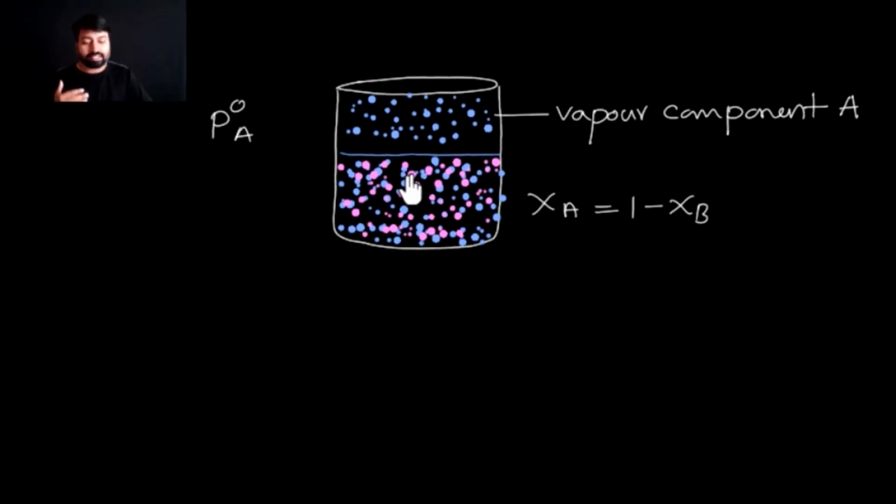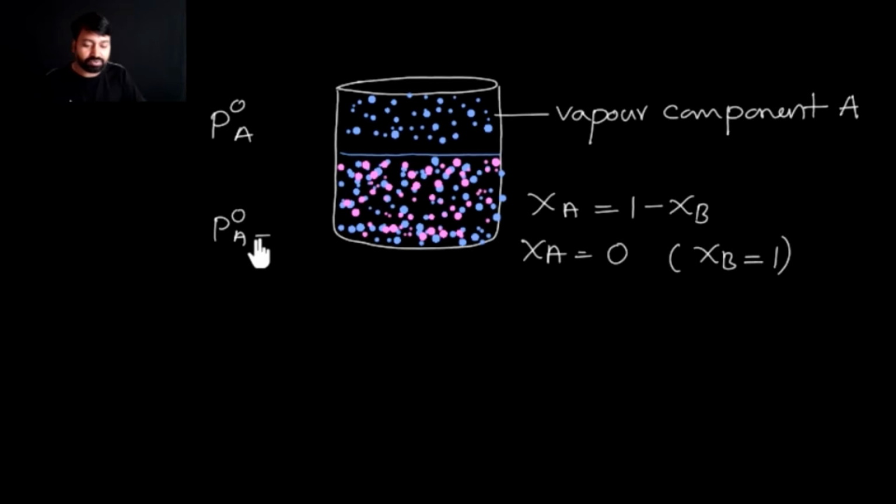As I go on adding component B into component A, the mole fraction of A decreases. The mole fraction of A can become equal to 0 when the mole fraction of B is exactly equal to 1. The meaning is only the B component is present, there is no A component present. Like the same kind of beaker, we have to take and explain with a B component, right? So at that moment the pressure of A is equal to 0.